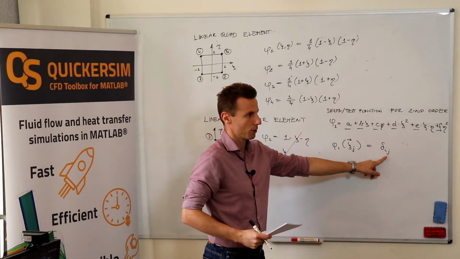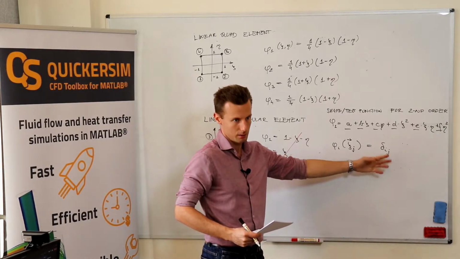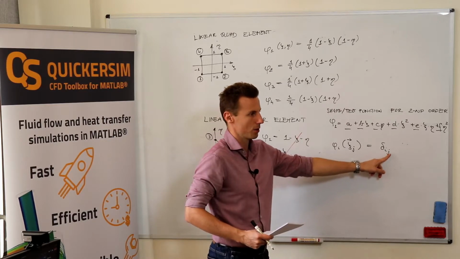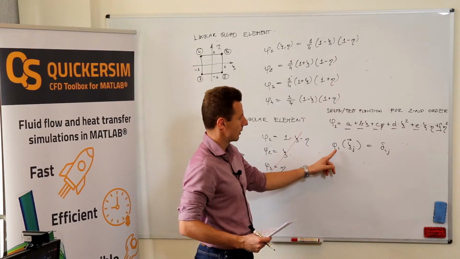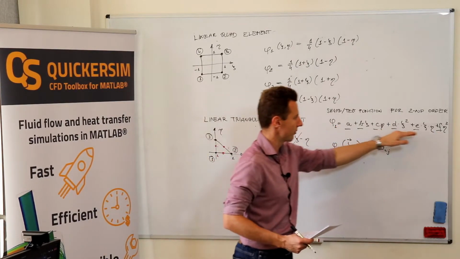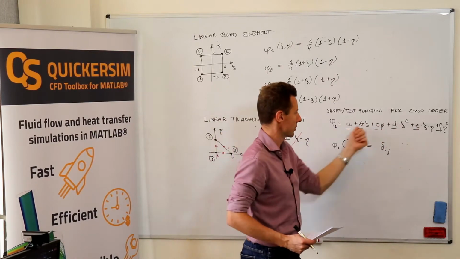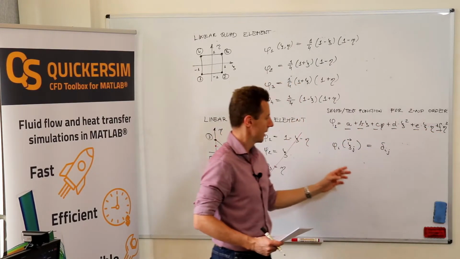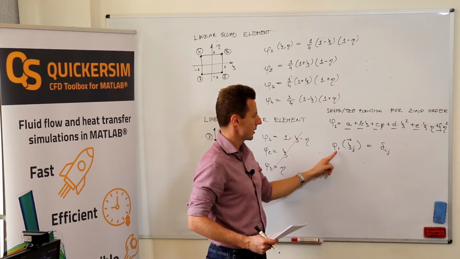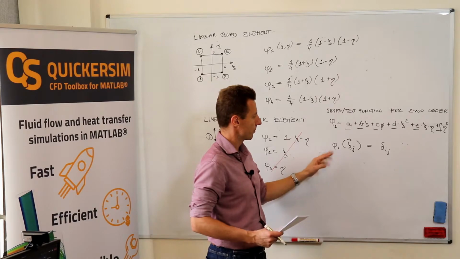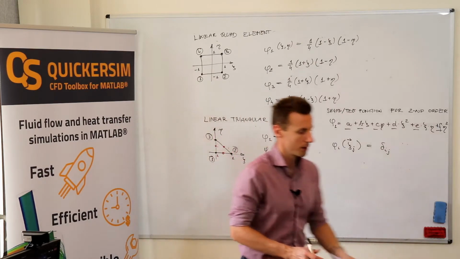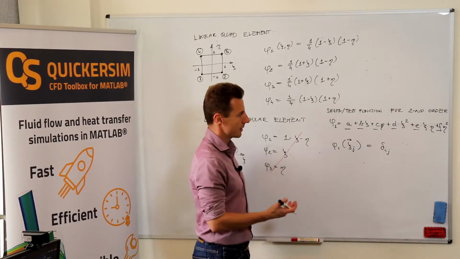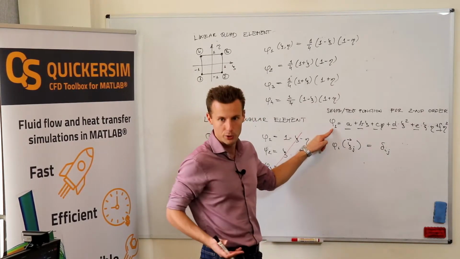Do you know this sign, the Kronecker delta? It's 1 if the indices coincide, it's 0 otherwise. So what you require is you are using this formula with 6 unknown coefficients A, B, C, up to F. And what you can do is use this to generate 6 linear equations for the first function.